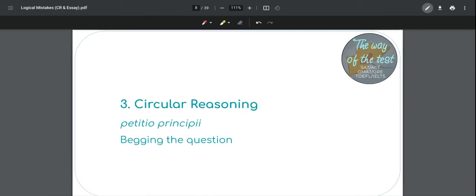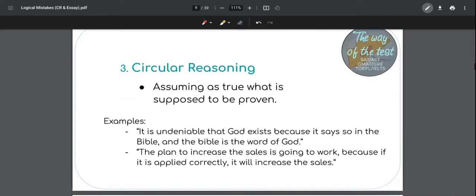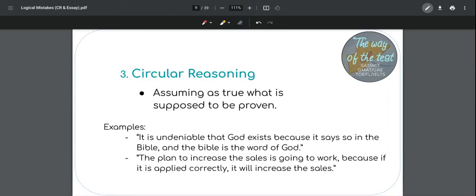Okay, let's cover the third one, the circular reasoning, also called petitio principii or begging the question. I'm putting the Latin names in case some of you remember this from your philosophy or logic classes from high school or university. And I'm also putting begging the question, which is a very popular name for this. So basically here what we're doing is we're trying to prove something, okay, and the premises that we're using are pretty much the same as the thing that we're trying to prove. Okay, so we're assuming that something is true, but the same thing is actually what we're trying to prove. You're going to see that this happens all the time.